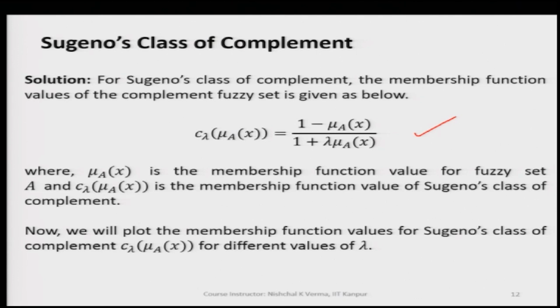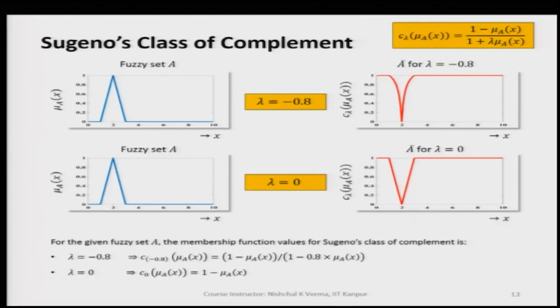So, that is how we use this expression, this formula, for computing the membership values, the membership function for the complement of the fuzzy set A. So, let us now quickly see how we are getting it.